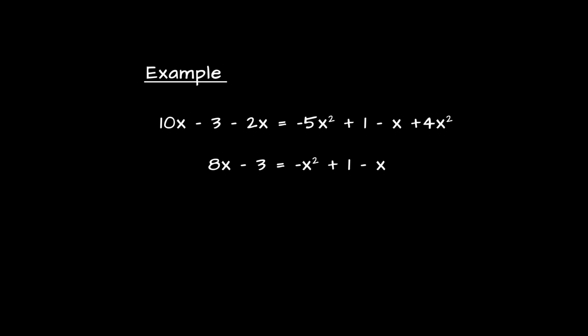Moving everything on the right-hand side over to the left-hand side now gives us x squared plus 9x minus 4 equals 0. And this is indeed the standard form of a general quadratic equation. Indeed, we could say that this is a quadratic equation with a equal to 1, b equal to 9, and c equal to negative 4.